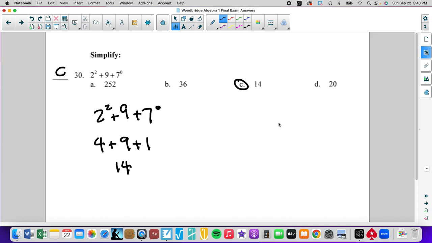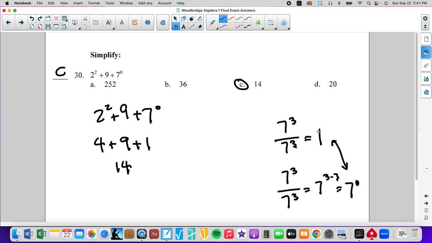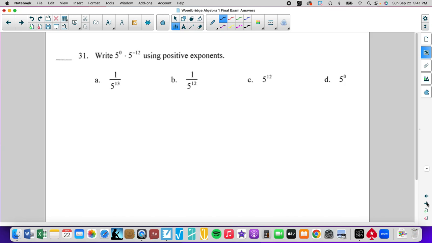7 to the 0, let's look at this. If you have 7 to the third over 7 to the third, we know that anything over itself is going to equal 1. And then if we use the division of exponents, that's 7 to the 3 minus 3, because we're dividing, we subtract. And that's 7 to the 0. So that's why anything to the 0 is equal to 1. You have identical exponents in the numerator and denominator, which is a value of 1.